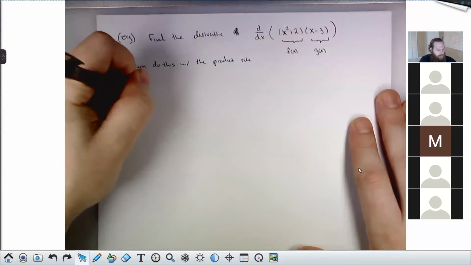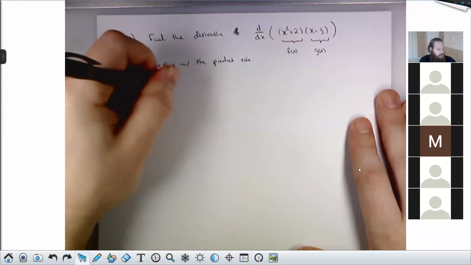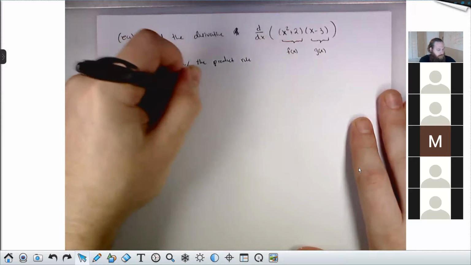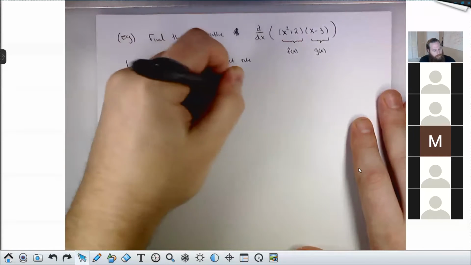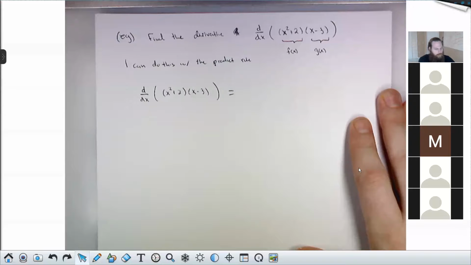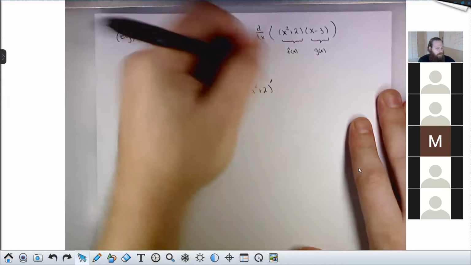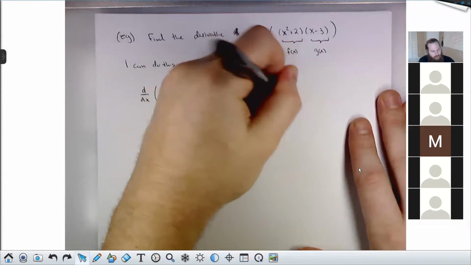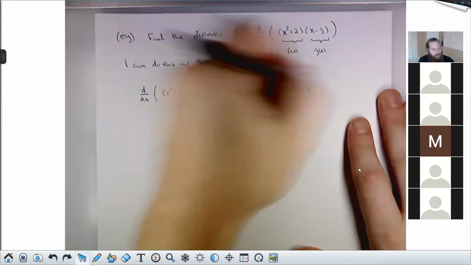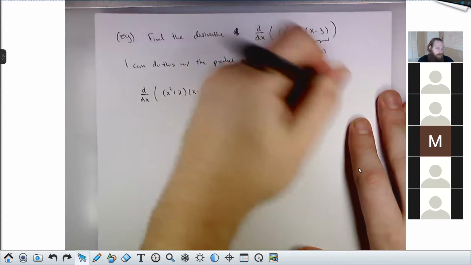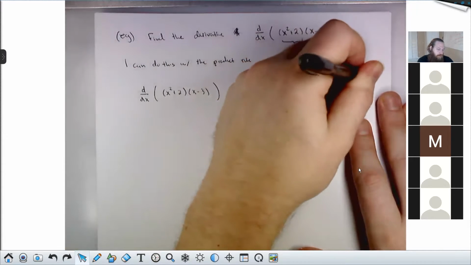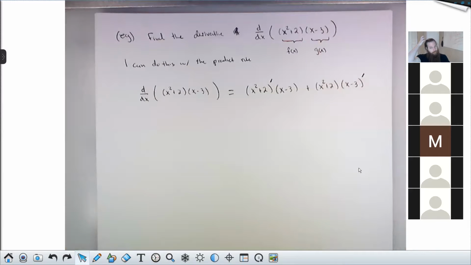So d dx of x squared plus 2 times x minus 3. I could write this as, I'm going to use some prime notation here in a way that I think is really useful: I differentiate the first one, so x squared plus 2 prime, leave the other alone. And then I add that to what I get when I leave the first one alone and I differentiate the second one. This sort of schematic, writing things out in prime notation like this, is for sure the best way to calculate product rule, quotient rule, all sorts of derivatives like that.